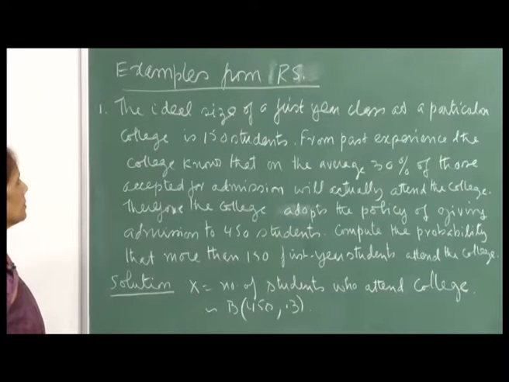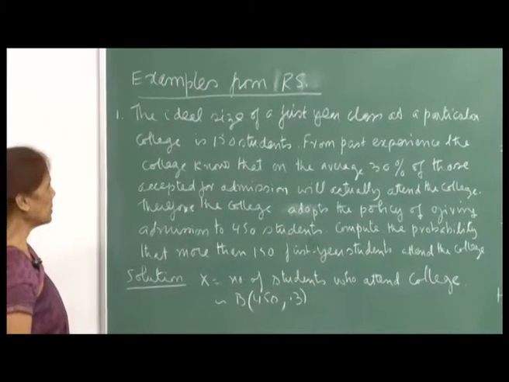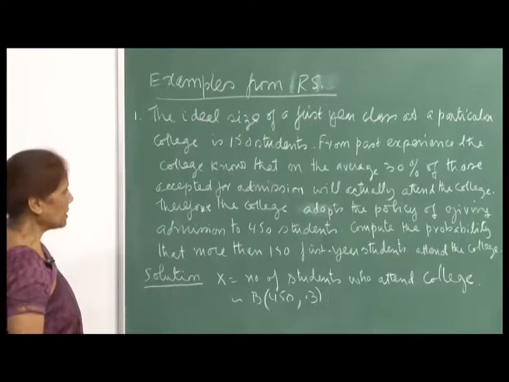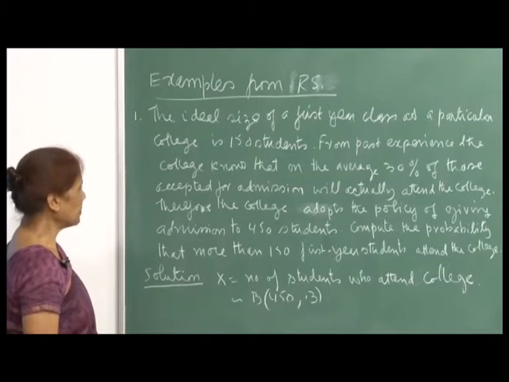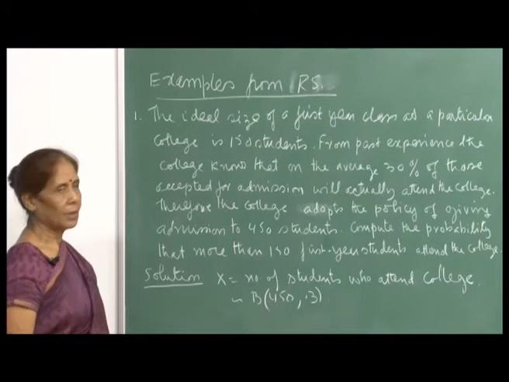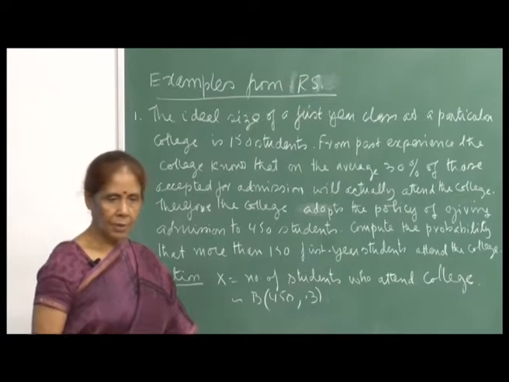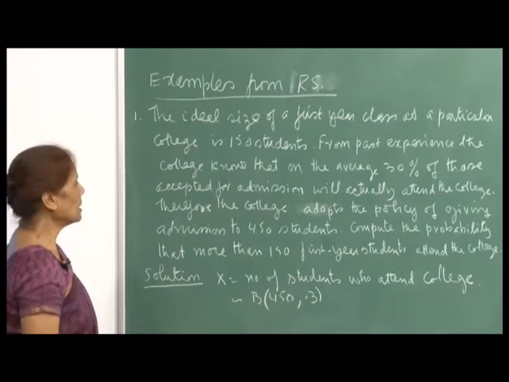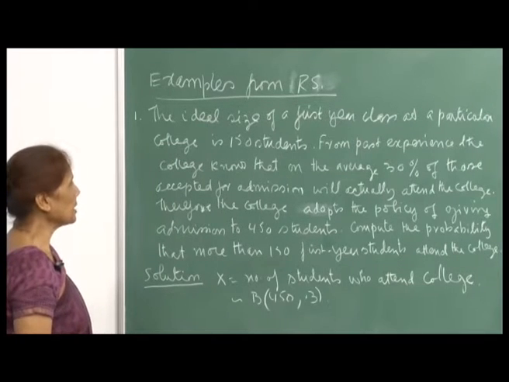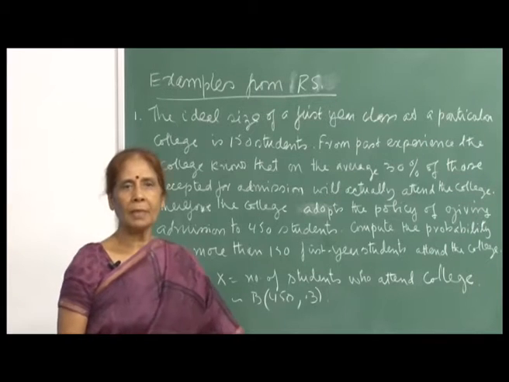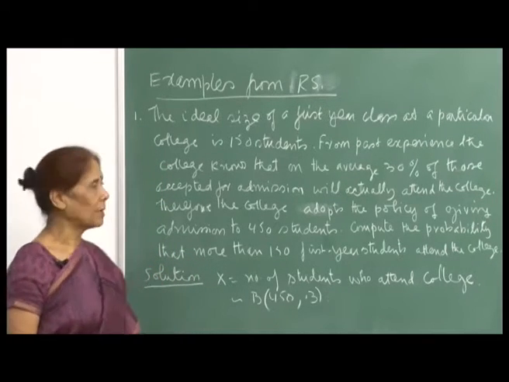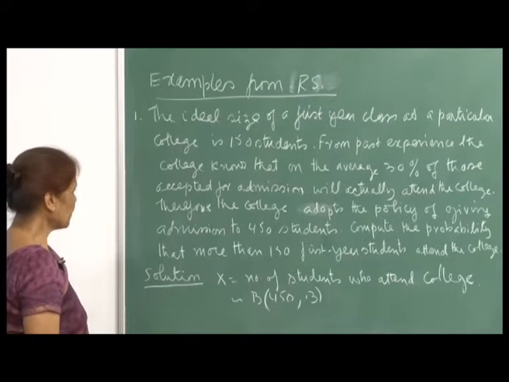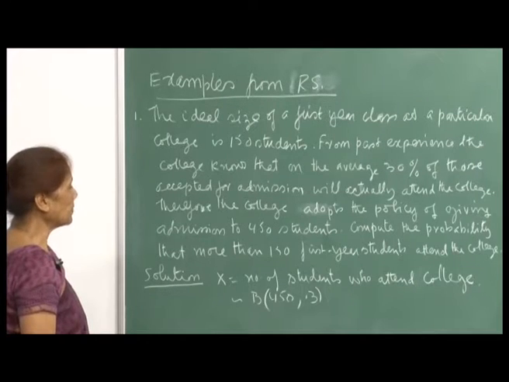The ideal size of a first year class at a particular college is 150 students. Okay. From past experience, the college knows that on the average 30% of those accepted for admission will actually attend the college. So, therefore, people tend to apply to more than one college, and then they of course decide which is the best one for them. So, the college has the experience that only 30% of the people who have been accepted for admission will actually attend the college. Okay. So, therefore, the college adopts the policy of giving admission to 450 students.